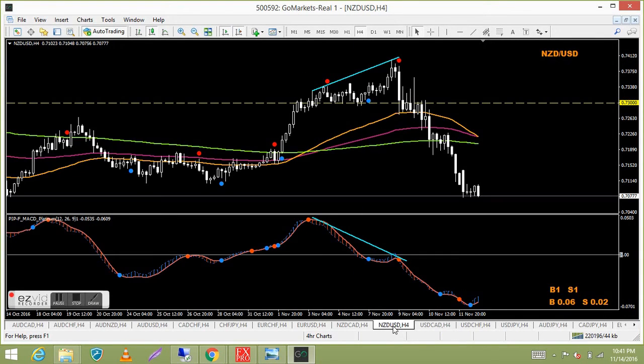New Zealand USD, New Zealand dollar, heading down. MAs are turning down again. Same as the New Zealand Canadian, it had that divergence. Beautiful. Straight down, bang through the MAs. It's getting a bit overextended to the downside, but that's not to say it can't keep on going down.